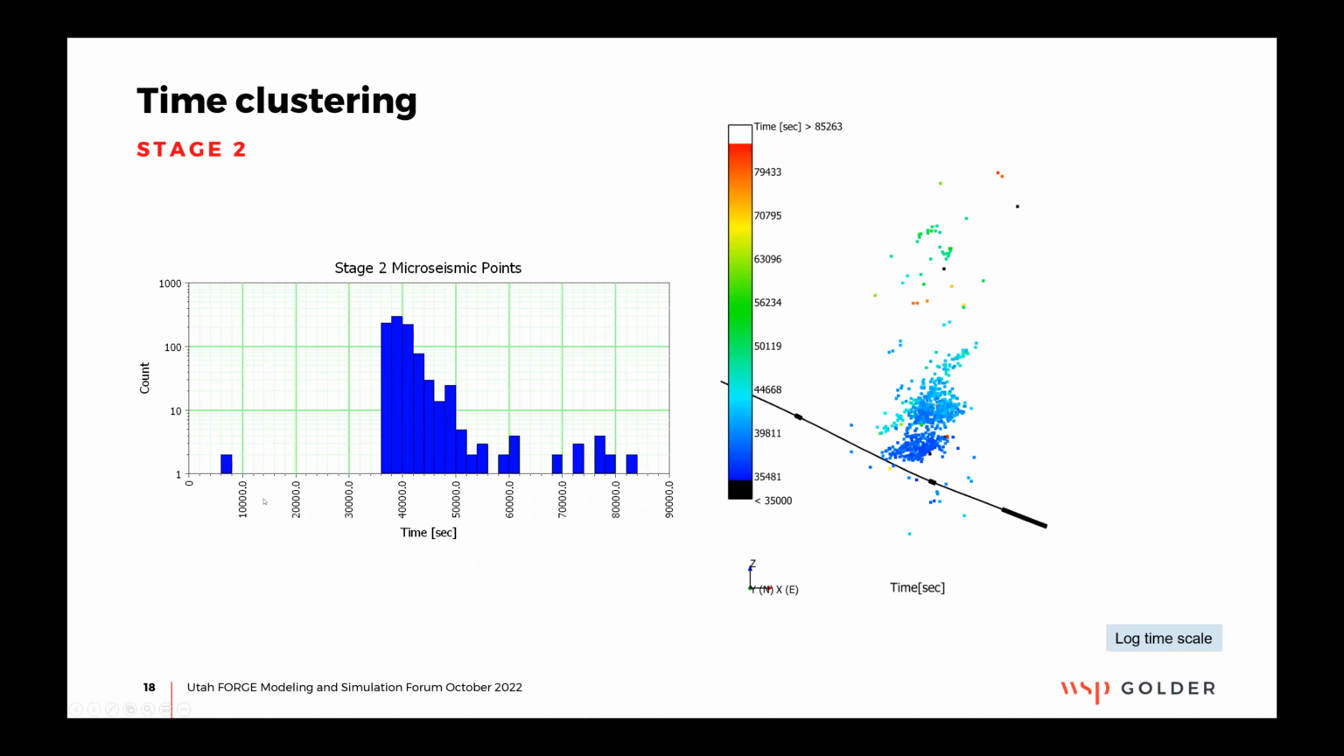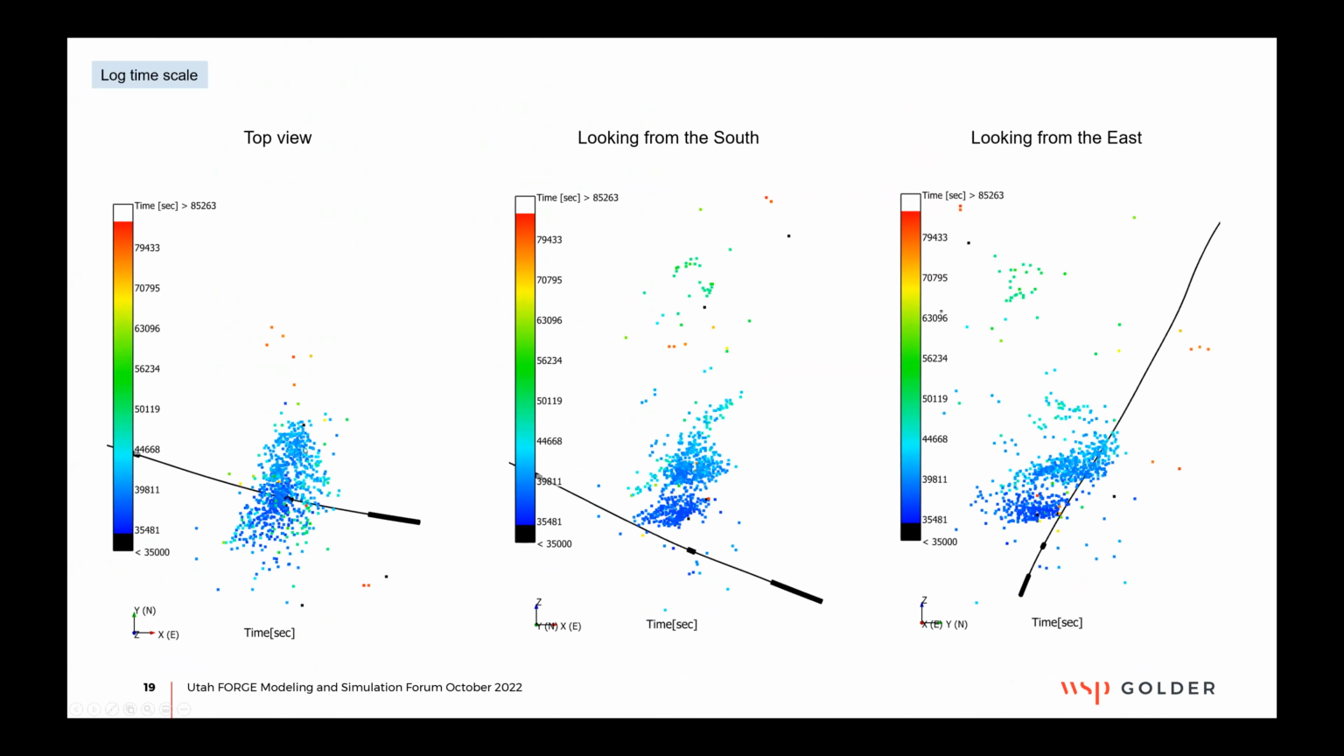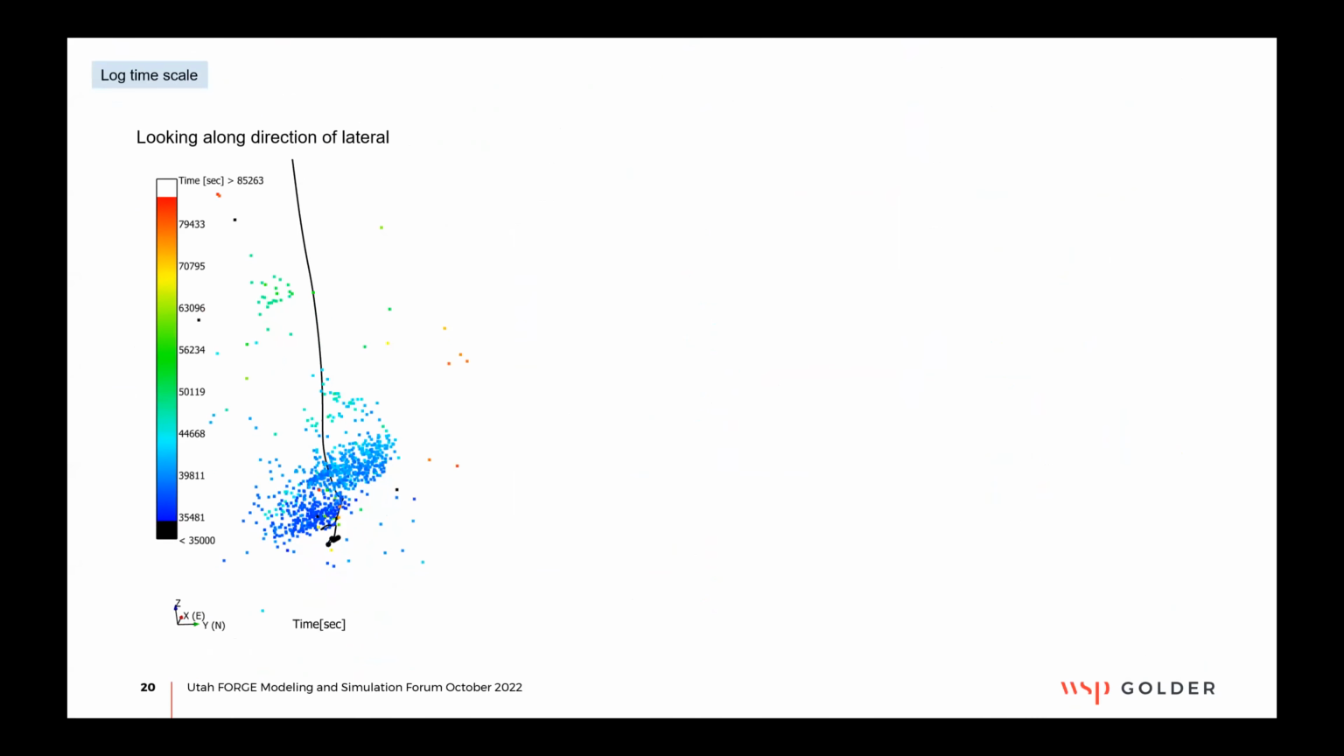Same thing, I look at the time progression. We had this one point over here that was beforehand, and then a big set here, some following here. So for stage 2, we're seeing this early clump of points, and then a later one moving upward, another big set. Not really seeing linear features so much, but there are 2 distinct sets. And then with time, we're reaching up vertically and reaching these other areas up here. So again, rotating top view, looking from the south, looking from the east, and looking along the direction of the lateral.